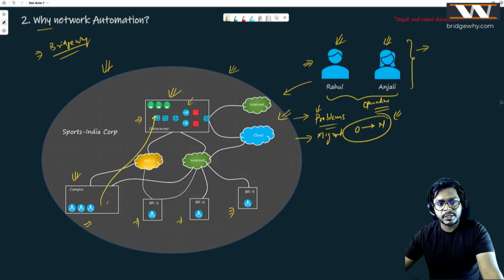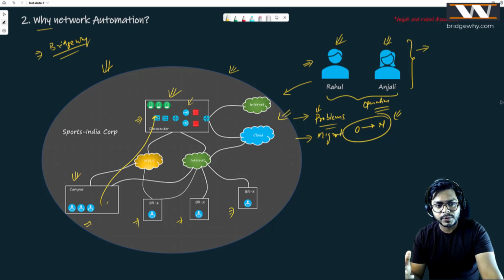So Rahul and Anjali joined this corporation. The starting 2 weeks were fun because they were learning a lot, but now they are facing the heat. They are facing the heat of the problems which come on this network. I'm not saying that through network automation you can remove each and every problem, right? Because we haven't introduced network automation yet. We are just saying Rahul and Anjali are here.